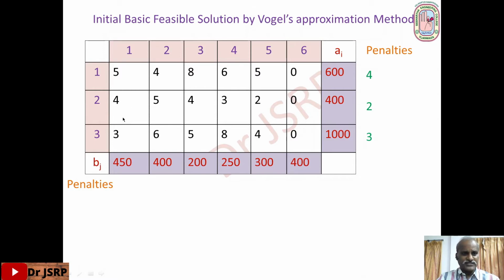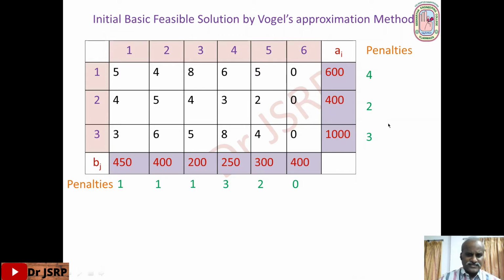Similarly for columns: first column, least cost 3, next least cost 4, so difference 1. Second column, least cost 4, next least 5, difference 1. Third column, 4, 5, difference 1. Fourth column, 3, 6, difference 3. Fifth column, least cost 2, next least cost 4, difference 2. Here 0, 0, so difference is 0. So these are column penalties, these are row penalties.